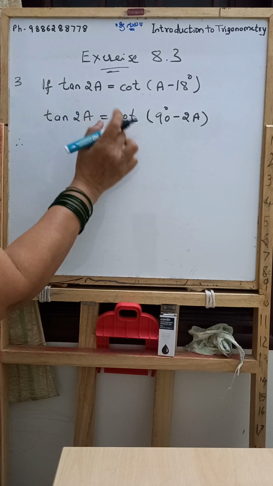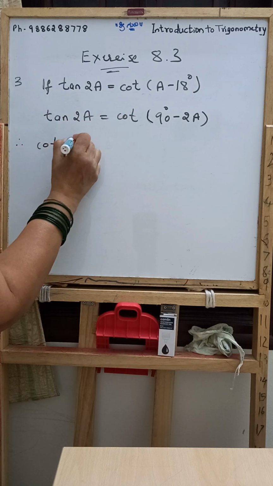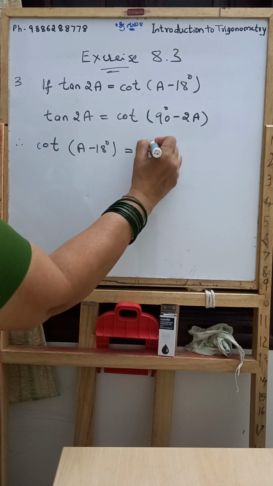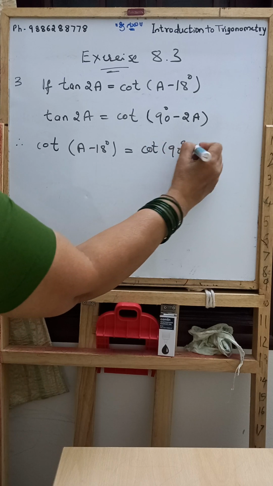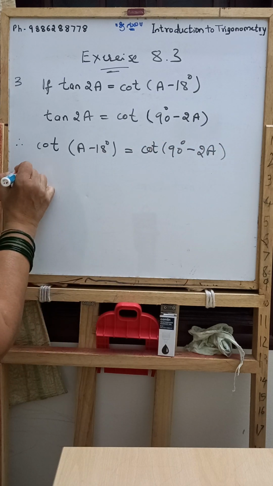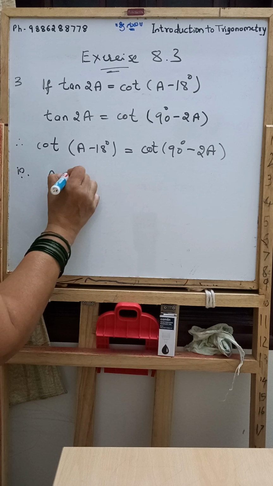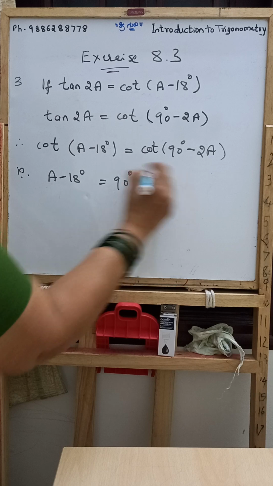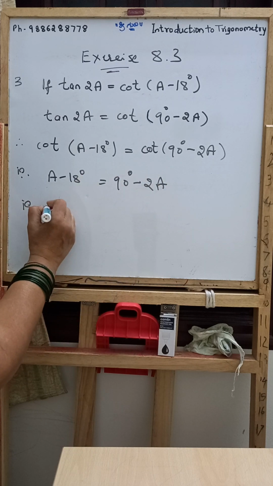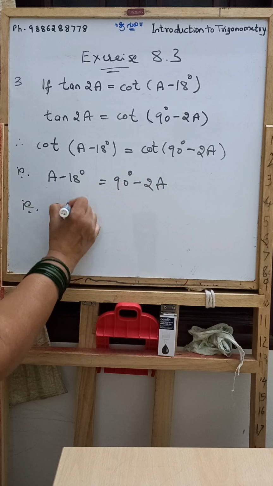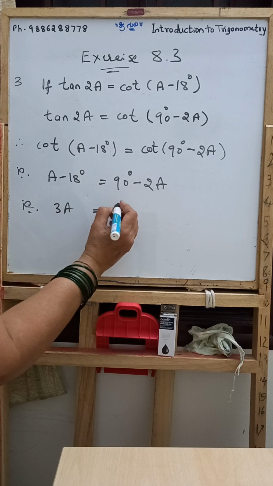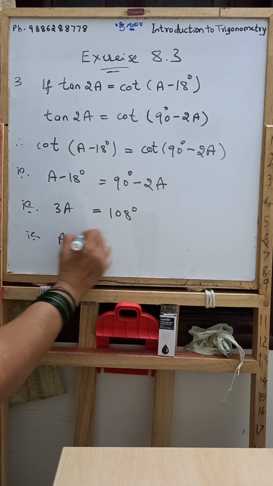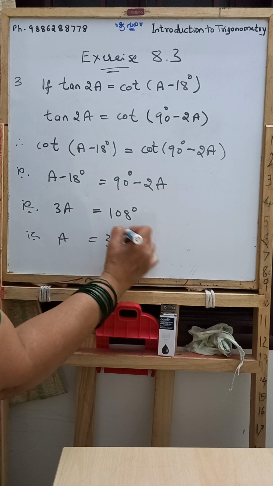Therefore, we can equate the right hand side. Cot of a minus 18 degrees is equal to cot of 90 degrees minus 2a. That is, a minus 18 degrees is equal to 90 degrees minus 2a. That is 3a is equal to 108 degrees. That is a is equal to 36 degrees.